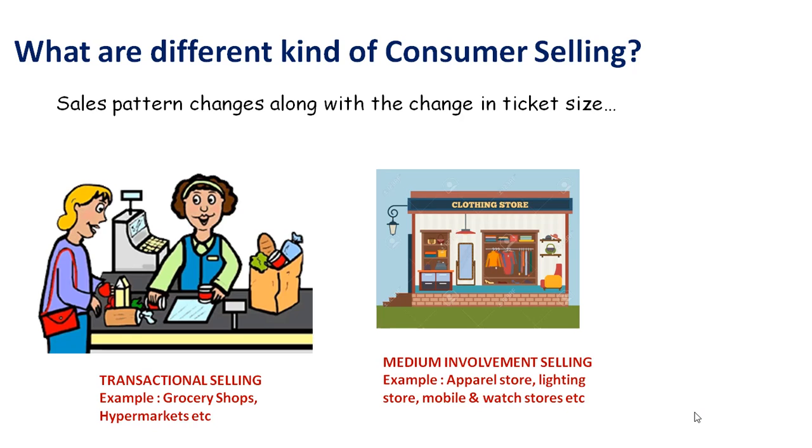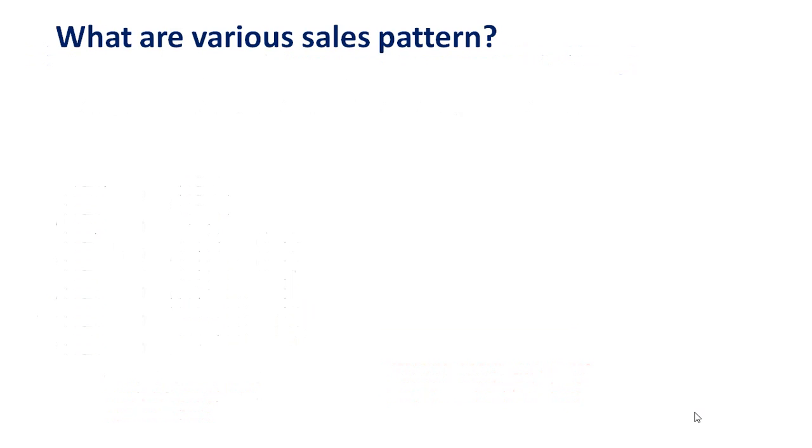So here we move from transactional selling to medium involvement selling. But even here, most of the time you will find and choose your apparel on your own, and the executive generally comes only when you ask and explain what you want to know. Now move to the third part of selling, which is crucial: the high involvement selling pattern.